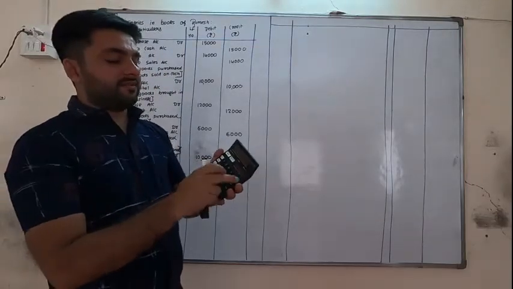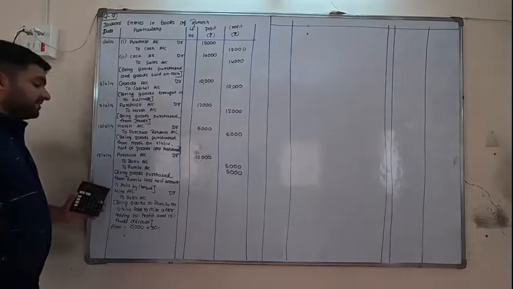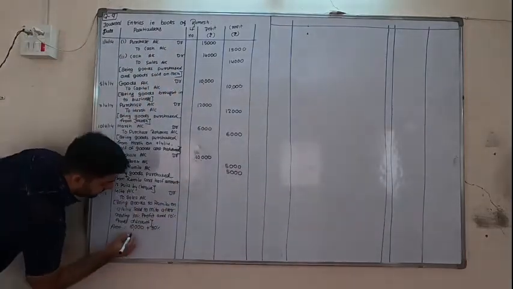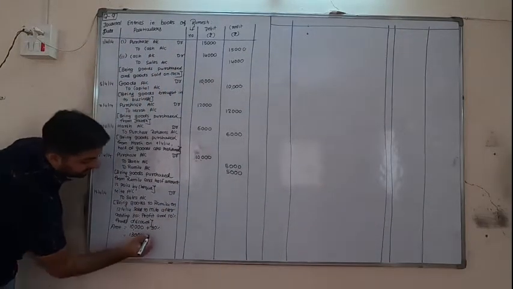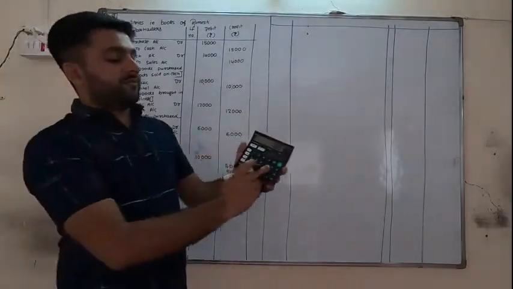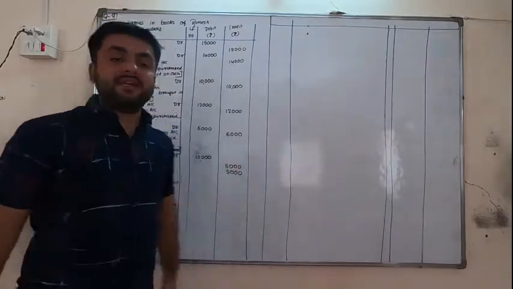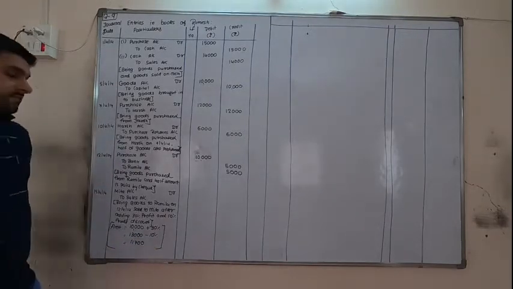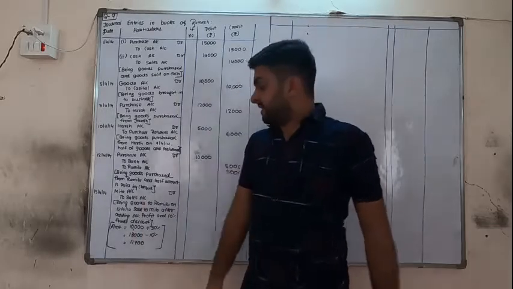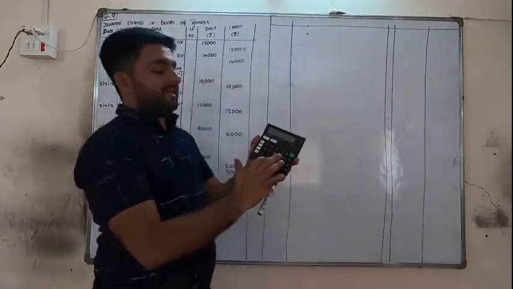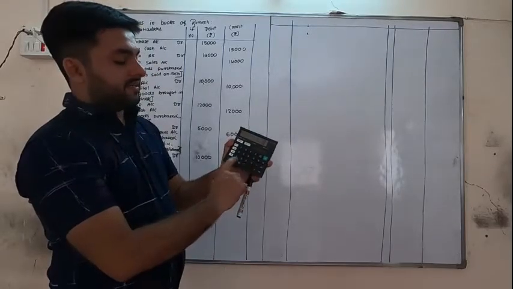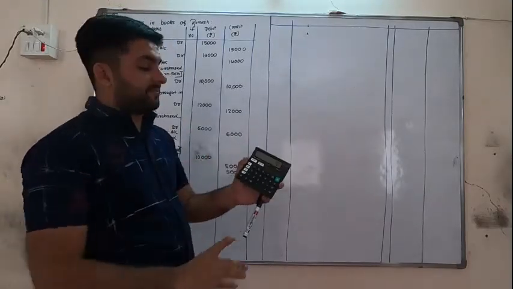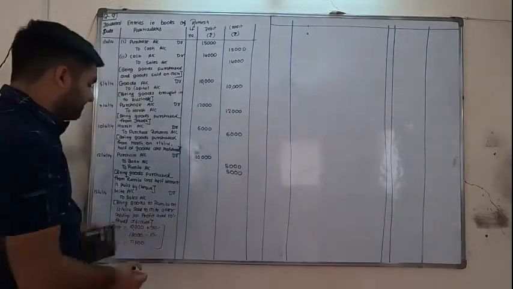10,000, as it is given in the question. Goods purchased from Pramila are of 10,000. Add 30% profit, so plus 30%, 13,000. Now, subtract 10% trade discount, so from this amount only, minus 10 and percentage, 11,700. Simple. Again, I will repeat. Here it is written adding 30% profit, so 10,000 plus 30 and percentage, so 13,000, minus trade discount, which is always minus. It is not recorded directly, it is subtracted, minus 10 and percentage, 11,700.